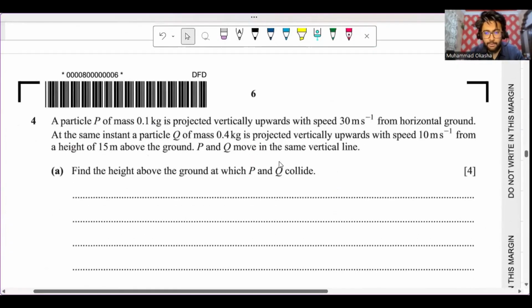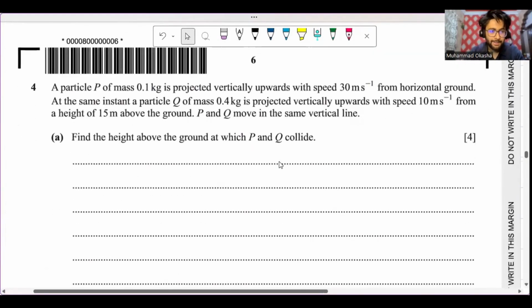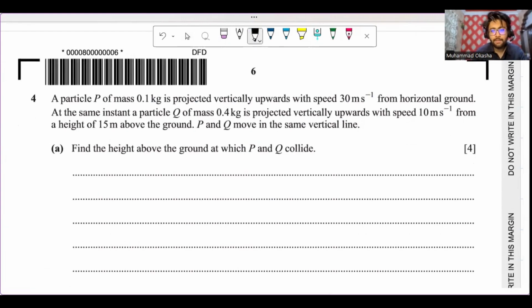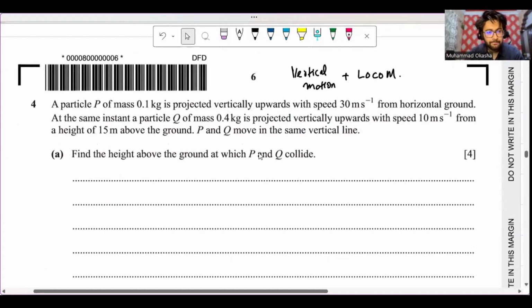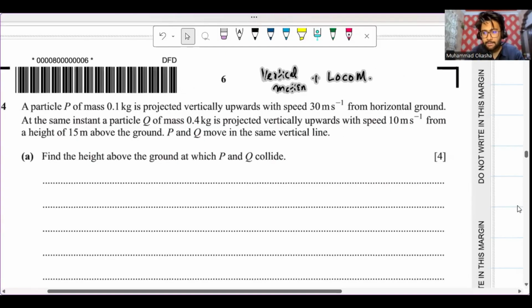Right, let's move on to the next bit. This is a particularly interesting question. This question combines vertical motion plus the law of conservation of momentum. You have to be very, very careful with this one. A particle P of mass 0.1 kilogram is projected vertically upwards with a speed of 30 meters per second from horizontal ground. Draw a diagram alongside as you read the question.